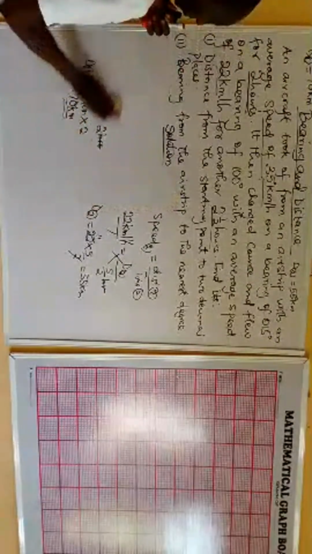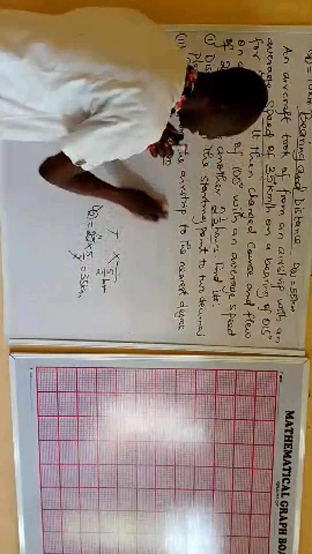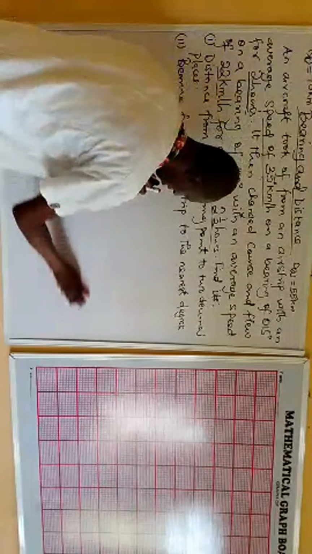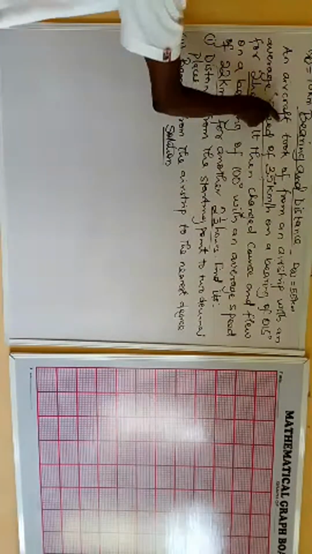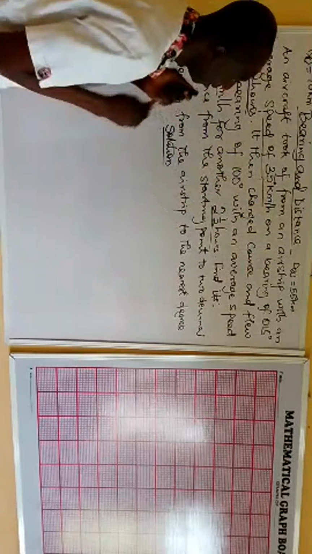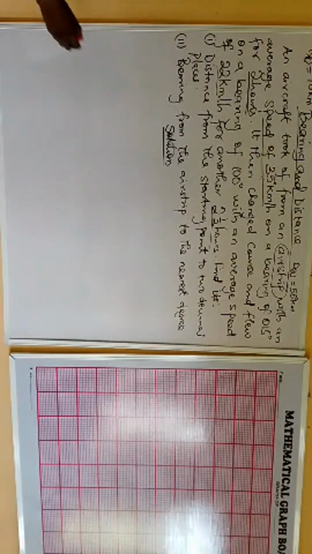All right, so we'll now interpret the question in bearing. If your diagram is not correct, your working will not be correct. That's what I used to tell my students in school. Now, an aircraft took off from an airstrip, so the airstrip is the starting point.